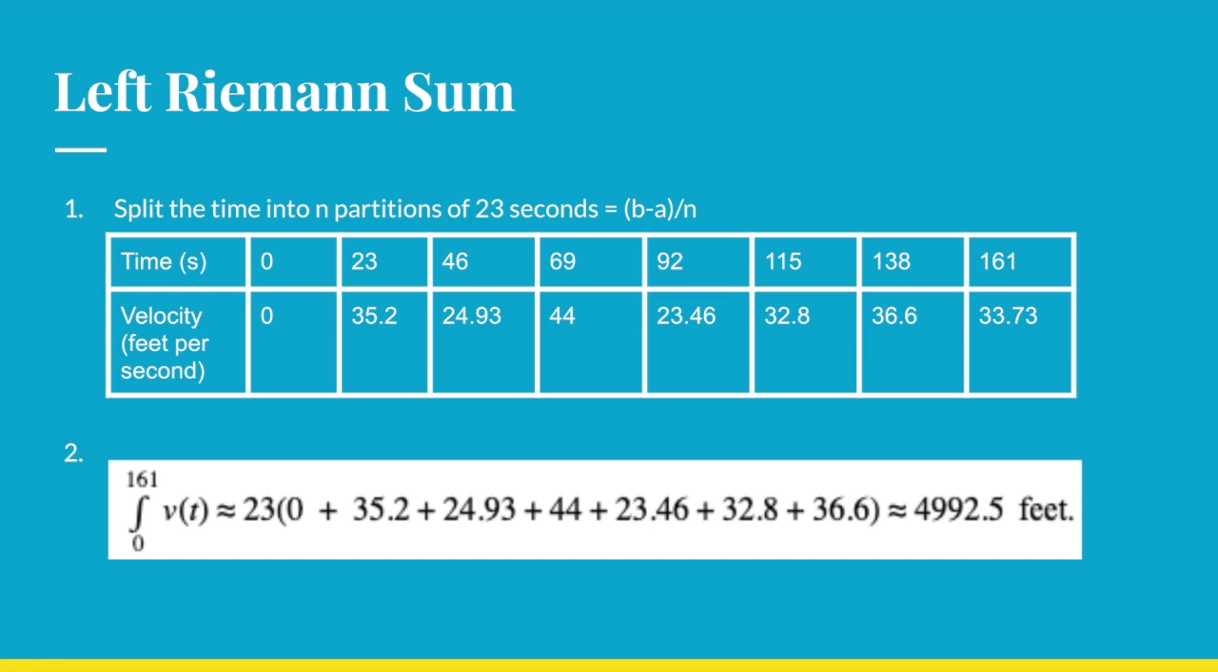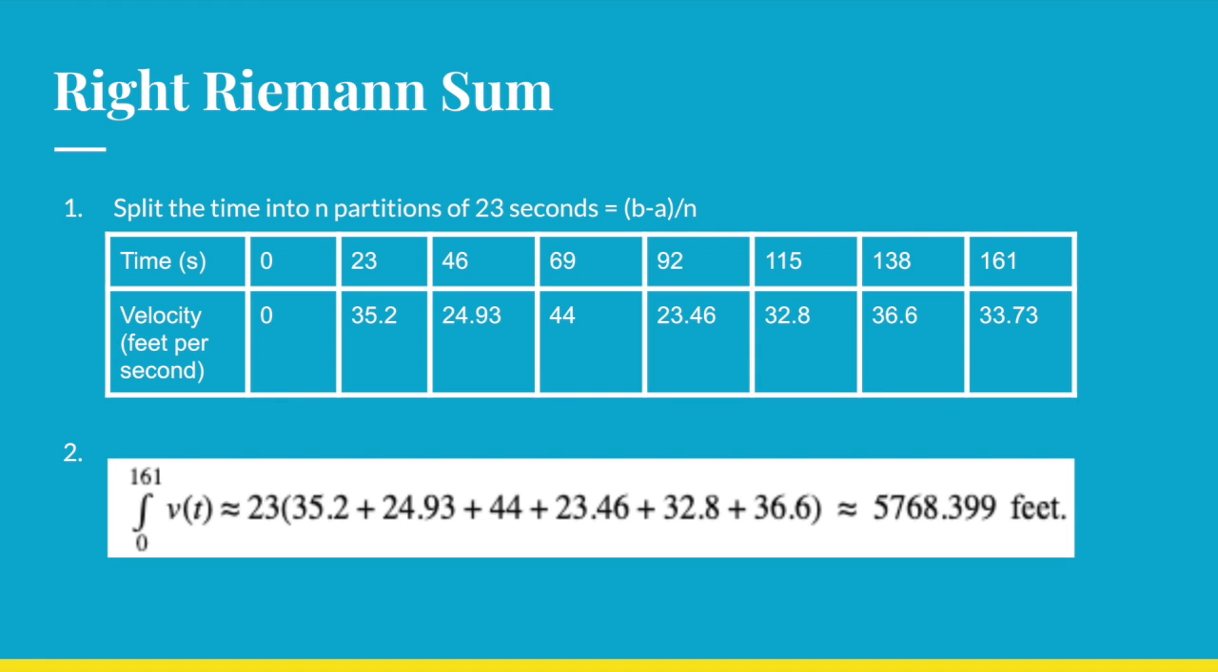As shown, the results are 4,992.5 feet, which shows this is an underestimation of the 5,280 feet, or 1 mile, that I drove. As for right Riemann sums, everything is the same. The base is still 23 seconds, but the heights are now the 7 rightmost points or velocities. Calculating this, I got 5,768.399 feet. This number is an overestimation from the 5,280 feet I drove, which leads to the following conclusion.